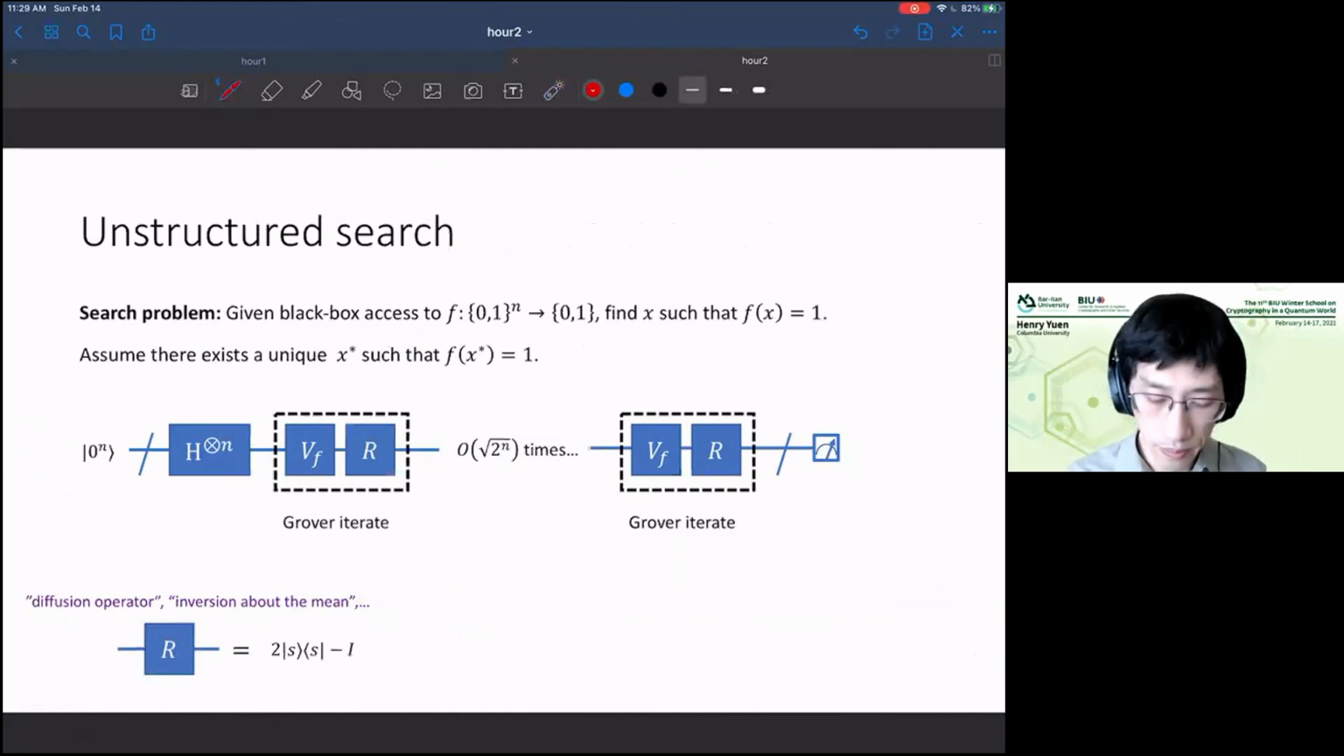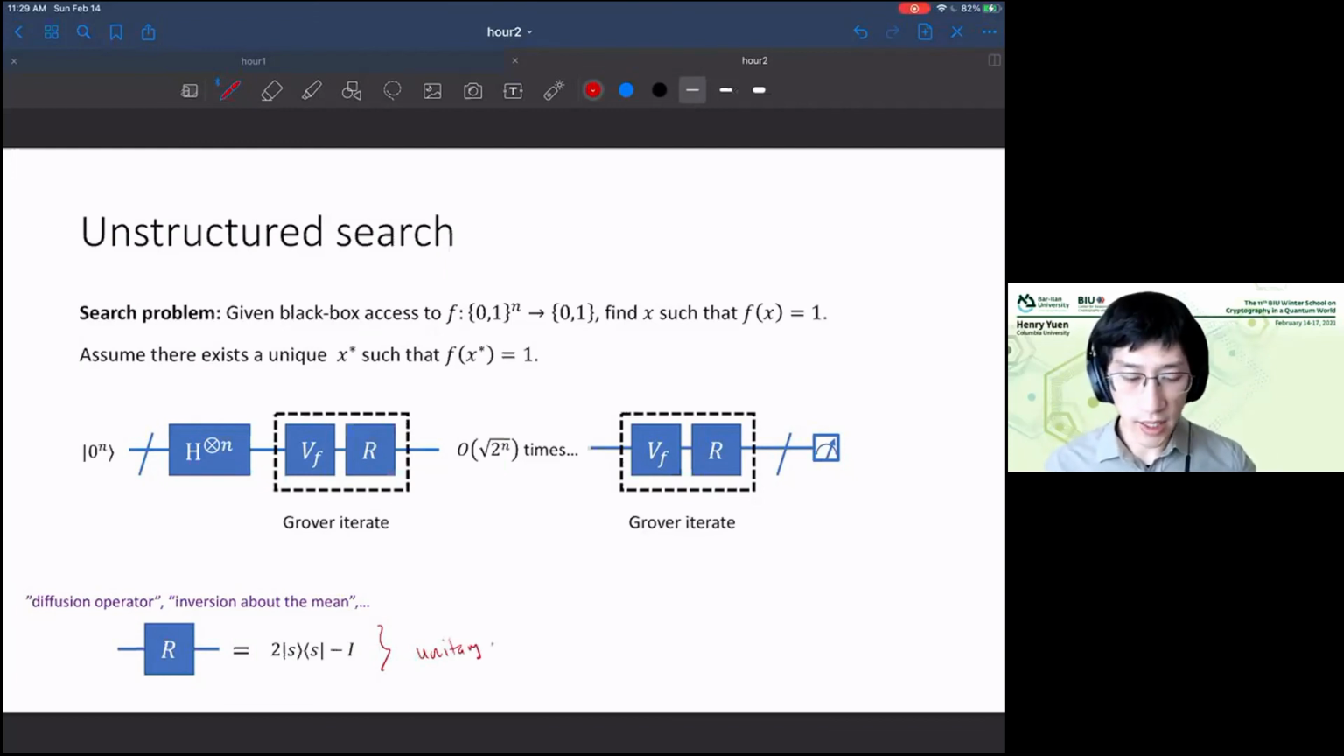What is this R? This R as a unitary is the following funny looking matrix. It's 2 times the outer product of the state S with itself minus the identity. You can check that it's unitary. This is something you can verify. It's called the diffusion operator. It looks a little abstract, but this unitary R you can implement using a small number of gates. Don't worry so much about what it is now.